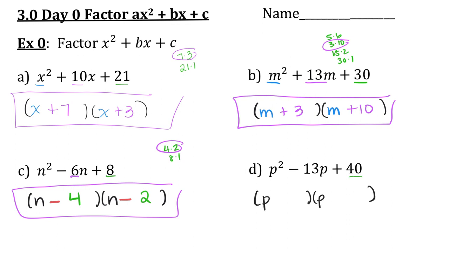Okay, for 40, we could do 4 times 10. Does that add up? No, it doesn't. That's 14. What about 5 times 8? That adds up to 13. So that looks like it's the right number. Since this is a minus 13, though, it's got to be a minus and a minus. But I am going to put the 5 and the 8.